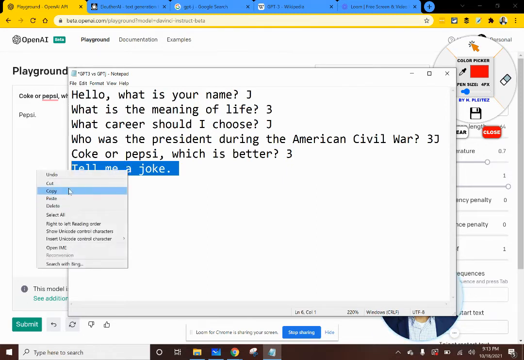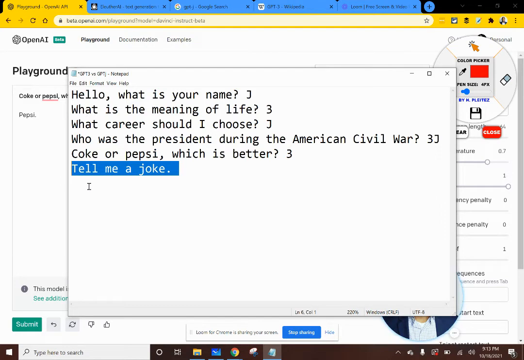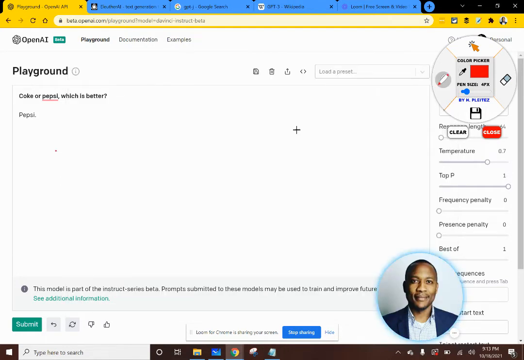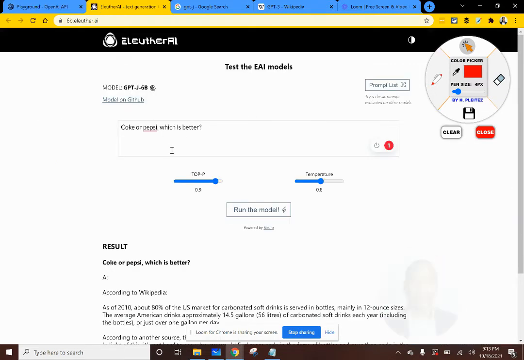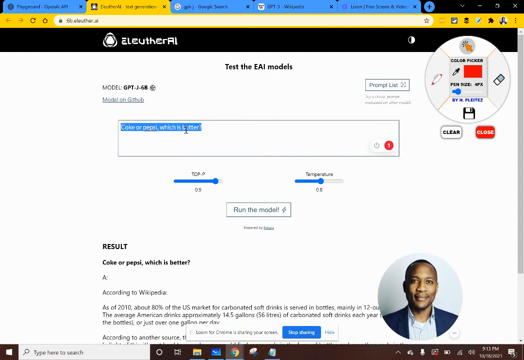All right. Tell me a joke. Let's see how creative, how smooth, how funny the AI can be. And for this one, let's actually switch a little bit, because some folks might say you're biased because you're running J after 3, and so the results might be biased. So for this one, let's get the answer from J first, and then we're going to get the answer from GPT-3. So let's go ahead and run this.